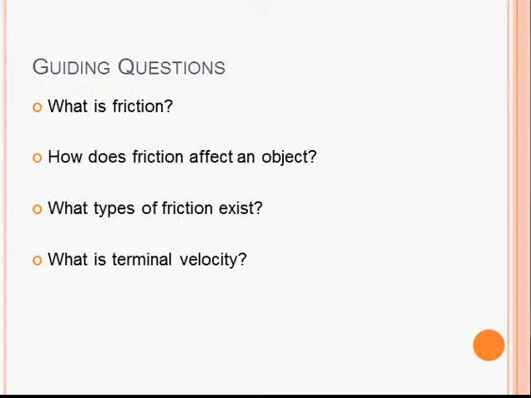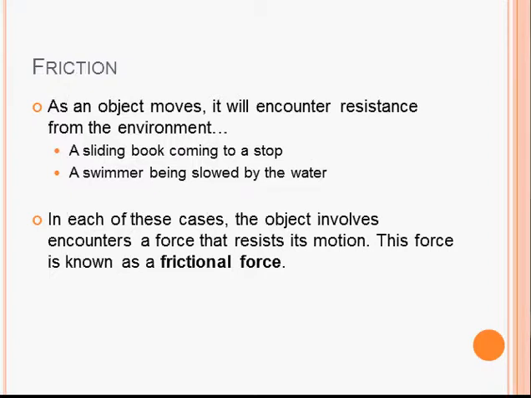So first of all, what exactly is friction? Well, we've all experienced friction before in some way, shape, or form. And the general idea is, as an object moves, it encounters a natural resistance from the environment itself. For instance, if you slide a book across a table, it just doesn't keep moving. Instead, the book will gradually come to a stop, and if the table is long enough, it will actually come to a stop.